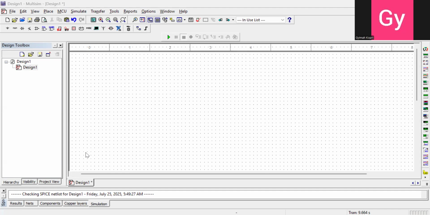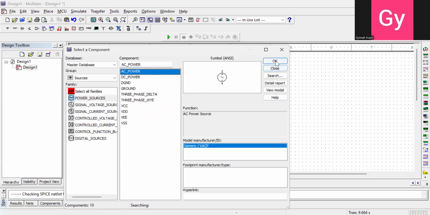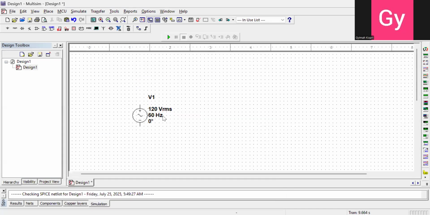Okay. So our first thing to do is to choose a transformer, or we should choose the source. Now we are talking of AC source because we are going to convert this AC to DC. So that is it over there. The value is 120 volts RMS. The frequency is 60 hertz.